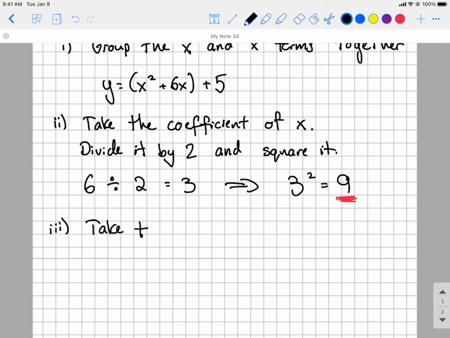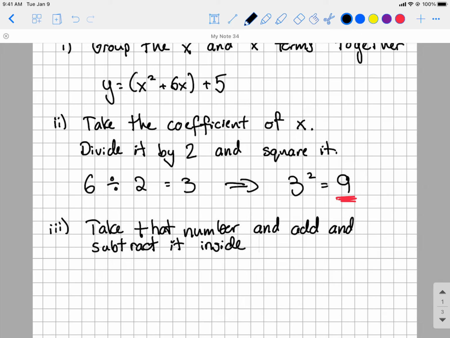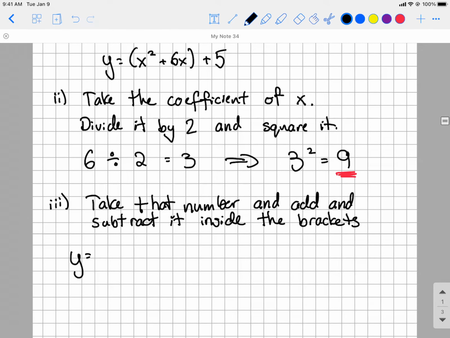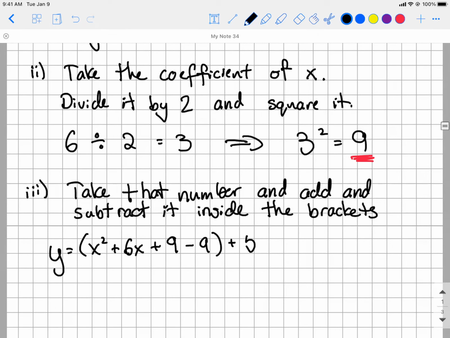We're going to take that number, which is 9, and we're going to add it and subtract it inside of our brackets. So we take our quadratic in standard form. So we've got y equals x squared plus 6x. And then we're going to add 9 and subtract 9 inside those brackets. Don't forget the plus 5 at the end.